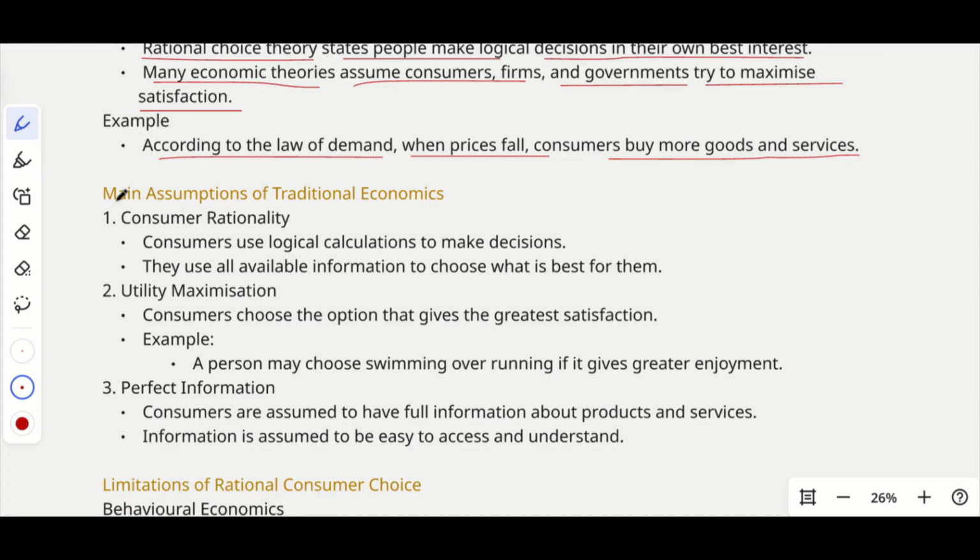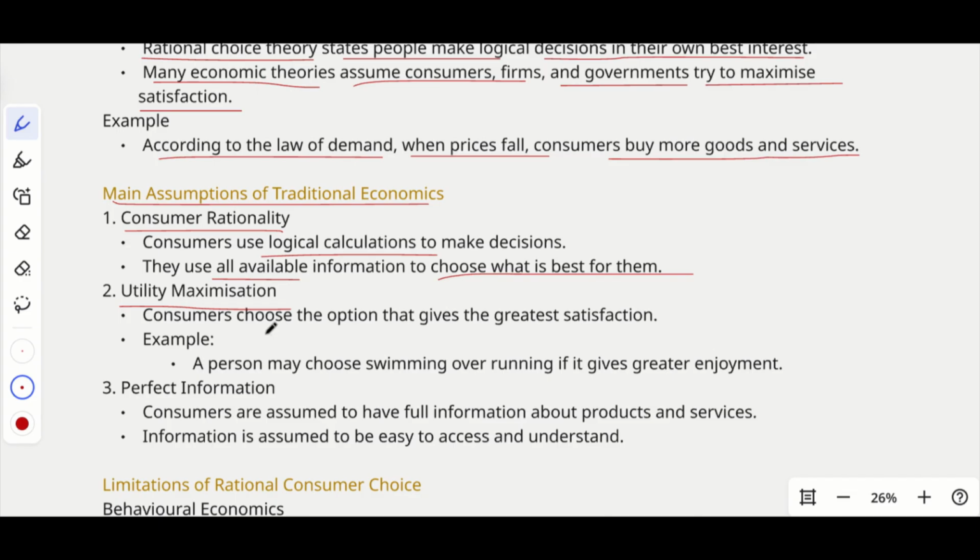Now let's see what are the main assumptions of traditional economics. First thing is consumer rationality. Consumers use logical calculation to make decisions and they use all available information to choose what is best for them. Like that, we used to buy things, right? We will check the thing, we will check the price, we will check the uses, and also we will compare it with the other products.